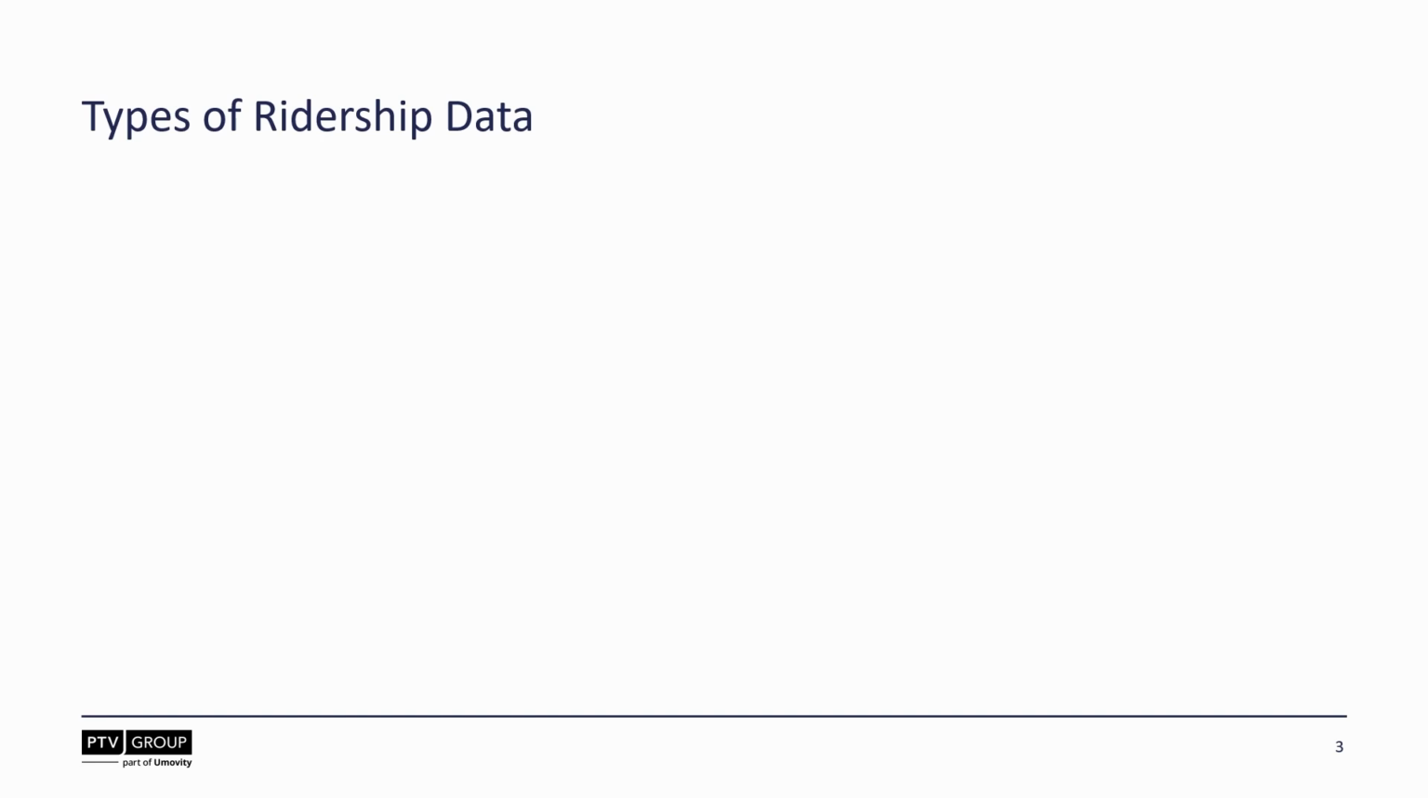There are two main types of ridership data. On one hand, we have survey data, which refers to information collected from passengers, providing insights into their travel behaviors and patterns. On the other hand, we have ticket data, which is automatically generated through ticketing systems, capturing information of passenger trips as they occur. Let's take a closer look into each of these.